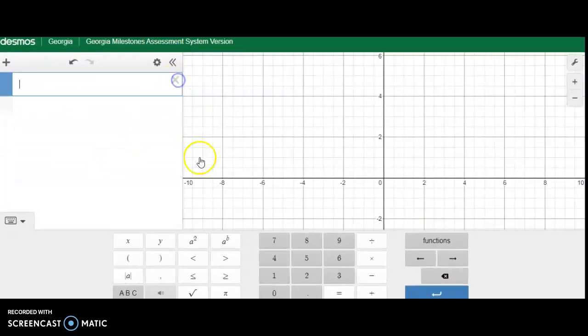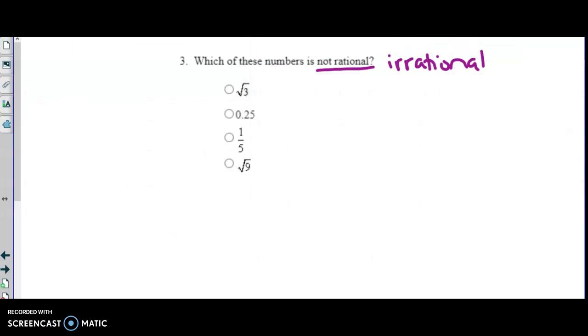So I'm going to go over here and I'm going to type in square root of 3. And it gives me this really long number. Well, I can already tell it doesn't end and it doesn't repeat. So that is going to be my not rational answer. But I'm going to go ahead and show you the rest of them too.